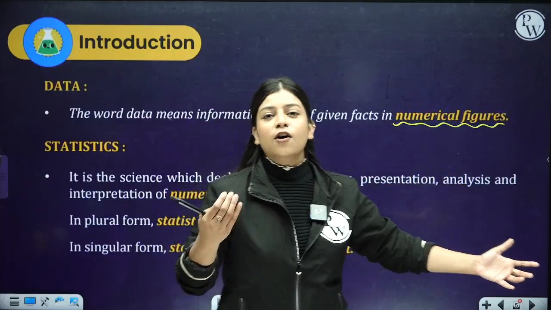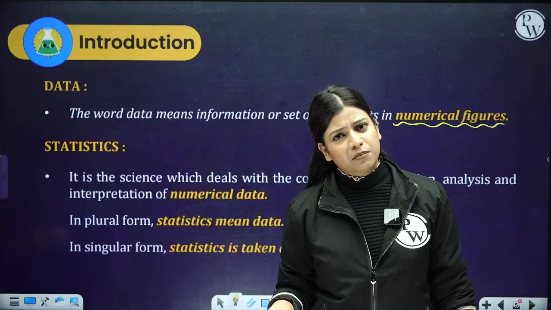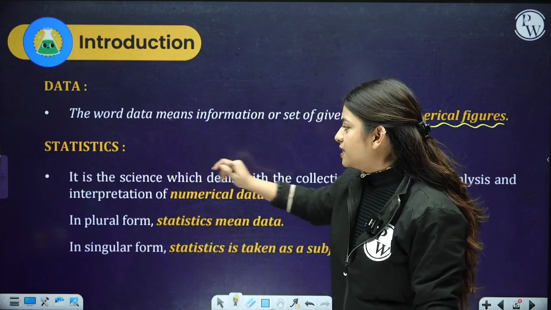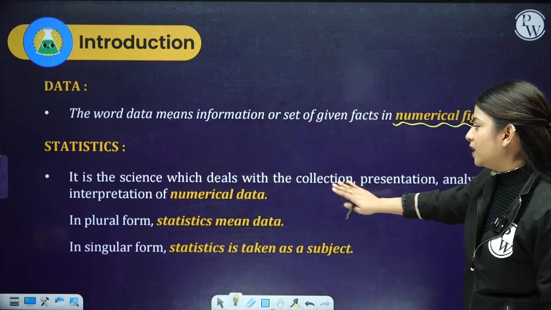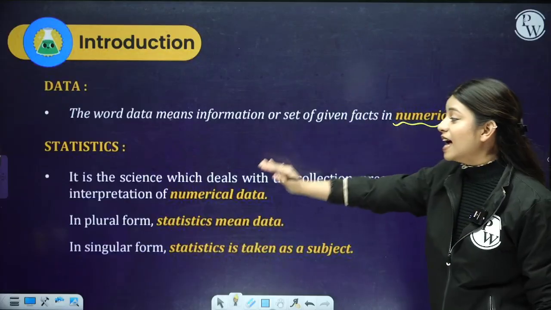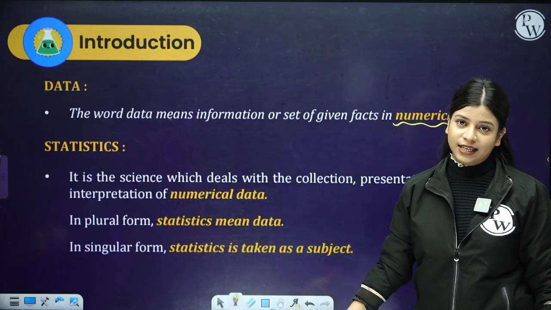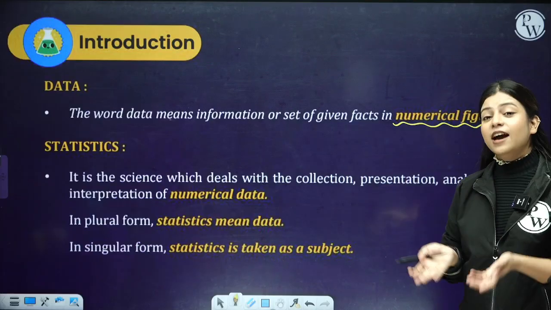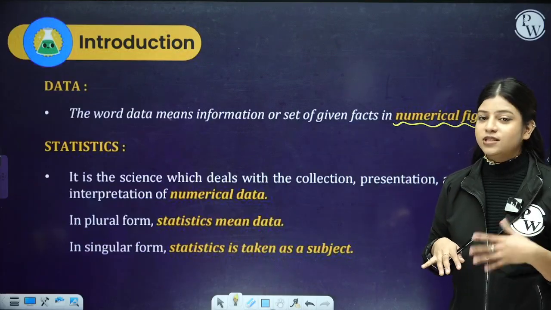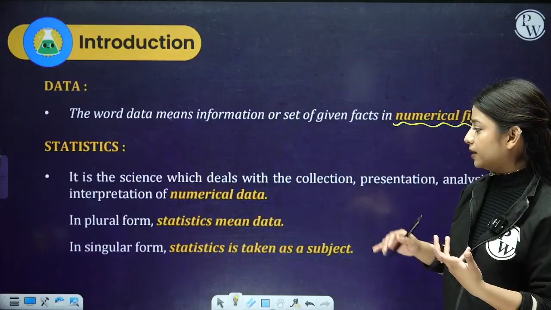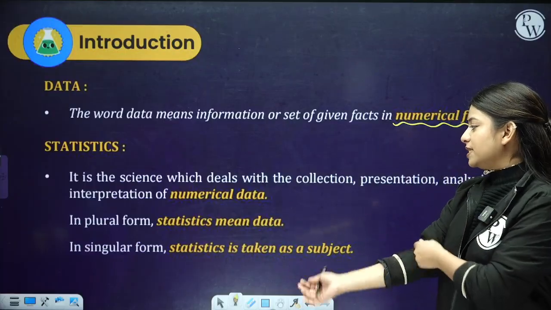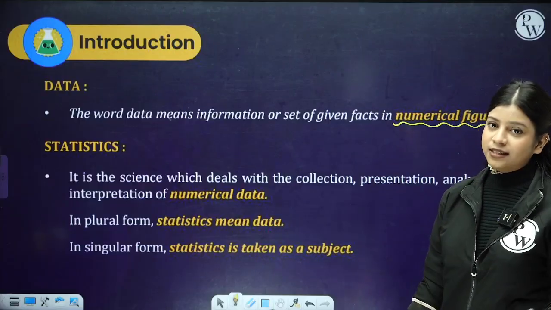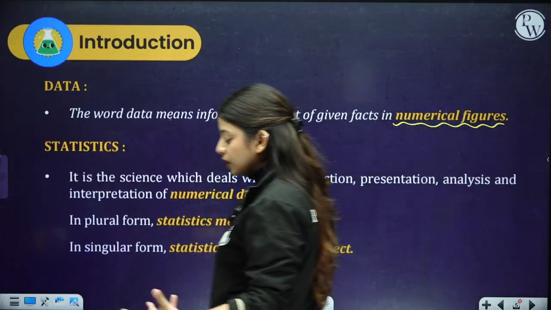Getting it? Now, for example, you had a test in your school from 10 marks. So how many marks did you get from that 10? That numerical figure is data. Statistics is a science which deals with the collection, presentation, analysis and interpretation of the numerical data. Numerical data we have to collect, we have to present, we have to analyze and interpret to seek information. In plural, statistics means data. In singular form, statistics is taken as a subject. Statistics, if we talk about it as a singular thing, it's a subject.